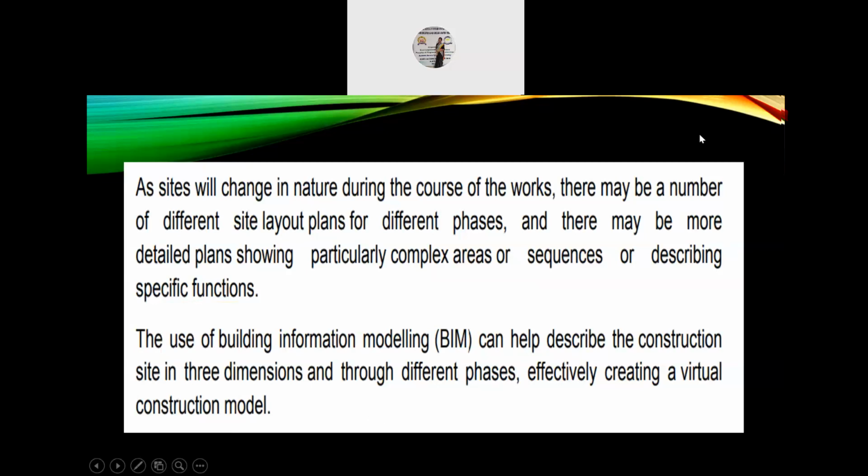As the site changes in nature during the course of these works, there may be a number of different site layout plans for different phases, and there may be more detailed plans showing particularly complex areas or sequences or describing their specific functions. The use of building information modeling, that is BIM, can help describe the construction site in three dimensions and through different phases effectively by creating a virtual construction site model.